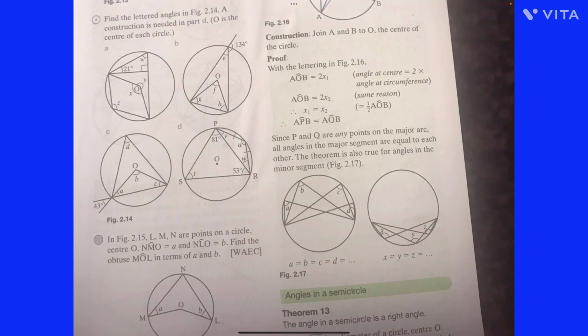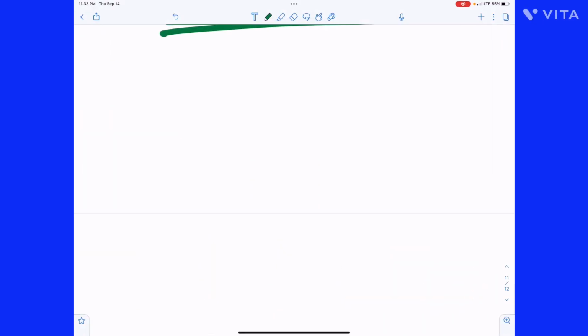Question 4. Let's continue with question 4. There are many questions in number 4. I'll start with 4A.